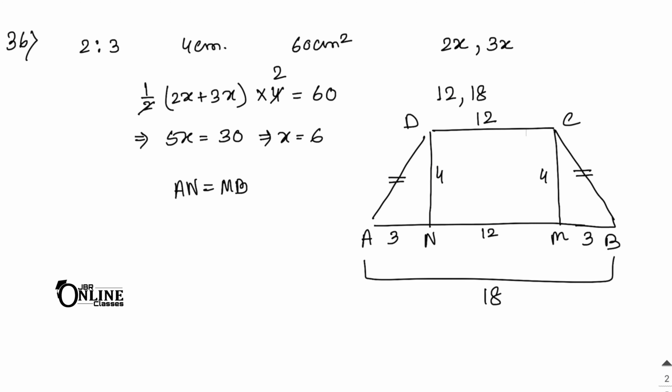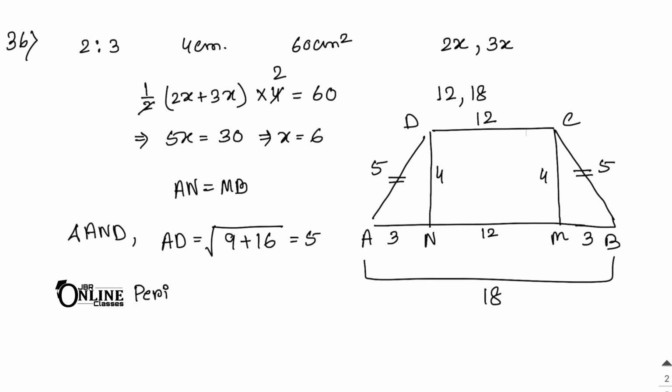Now from the triangle AND, it's a right angle triangle. So here the hypotenuse AD equal to root over 3 square, that means 9, and 4 square 16. So that equal to 5. Okay. So this one 5 and this one 5. Now you have to find out what? You have to find out the perimeter. Okay. So here the perimeter equal to 5 plus 5 plus 18 plus 12. So that equal to here 40 centimeter. That is your answer.